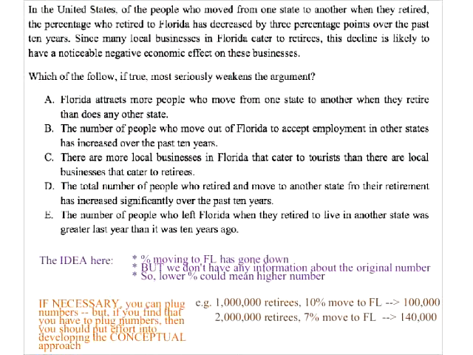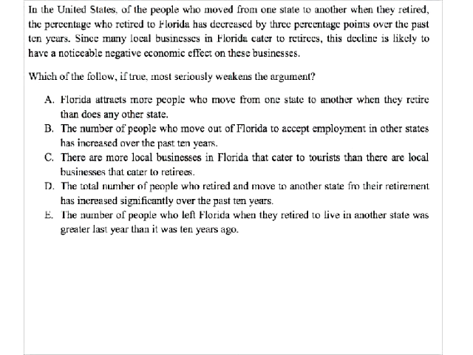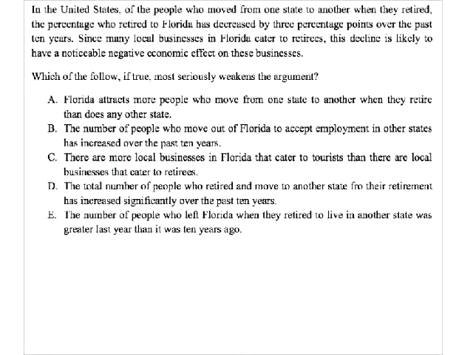Okay, a couple people are asking about answer C. Answer C is irrelevant because it doesn't have anything to do with the argument. The argument is just about businesses that cater to retirees. So the argument is concerned only with the cash flow and profits of businesses dealing with retirees. So therefore, comparisons to other kinds of businesses are irrelevant.